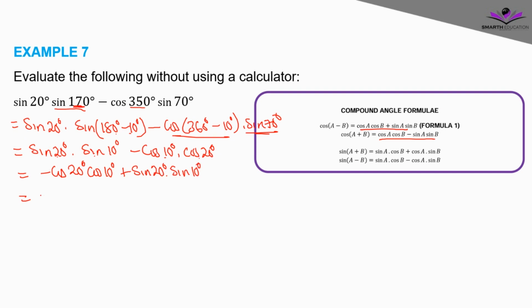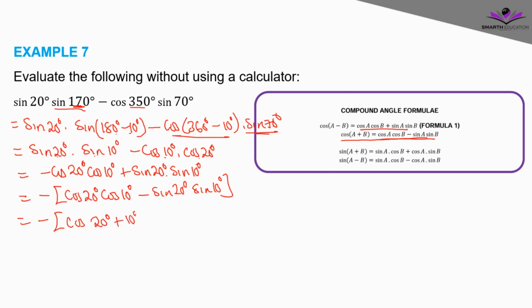Then factor out negative 1, so it becomes cos 20° cos 10° minus sin 20° sin 10°. Now see, it looks like this one here. So this is just like negative cos(20° + 10°), which is cos 30°. So this is negative cos 30°, which is negative root 3 over 2.